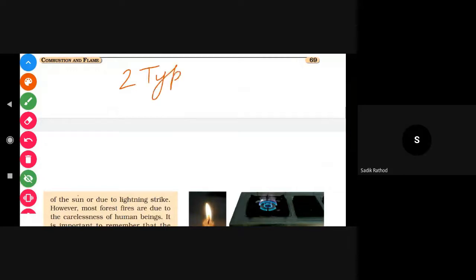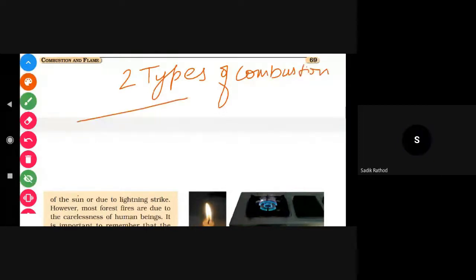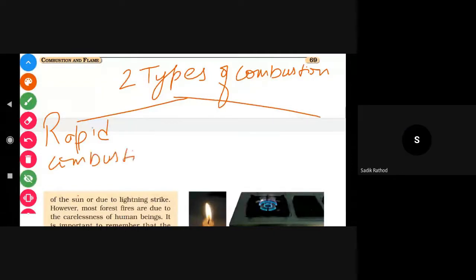Yes, ma'am, understood. How many types of combustion are there? Two types. Name them. Rapid combustion and spontaneous combustion. Correct?